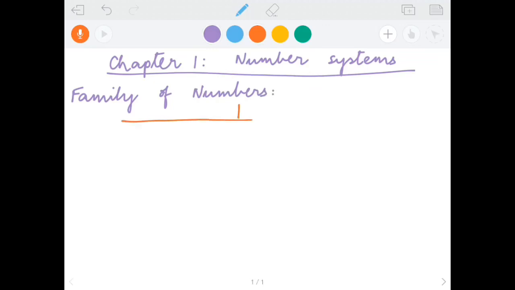So first, I'll talk to you about what the family of numbers is going to look like, and if you just like to draw a little flow chart, you can actually categorize into two parts. The first part is just called real numbers, and the second part is called imaginary numbers. Let us try and understand what each one is.